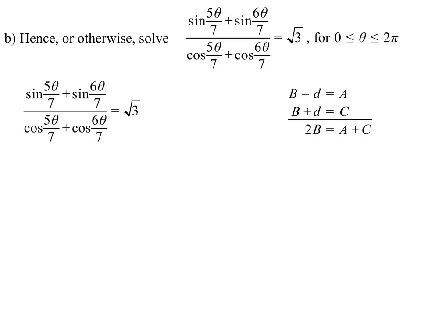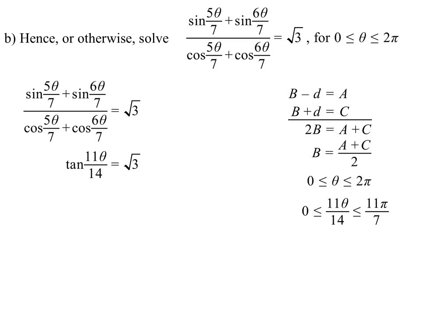b minus d was a, and a in this case is 5 theta on 7. And b plus d was c, and in this case that's 6 pi on 7. But basically, if I just leave them as a and c for now, I can get b as a plus c on 2. And that works out to be 11 theta on 14. All right. I'm looking for answers between 0 and 2 pi, which therefore means I'm looking for 11 theta on 14 going between 0 and 11 pi on 7.